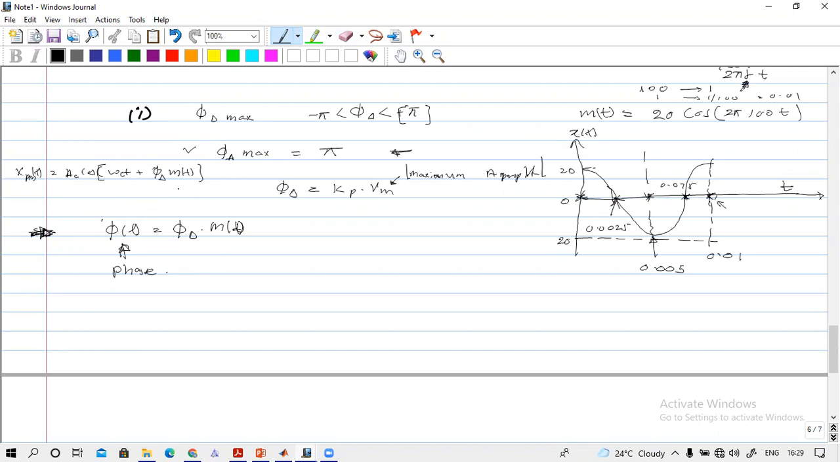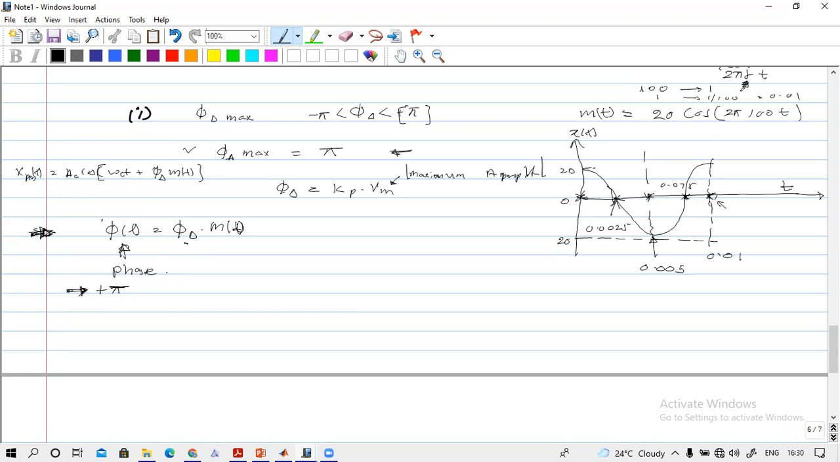So what now we have to do? We have to keep this phase deviation, maximum phase deviation, up to plus 5. We still don't know the minimum phase, but anyway, we are asked to keep the phase deviation up to 5.